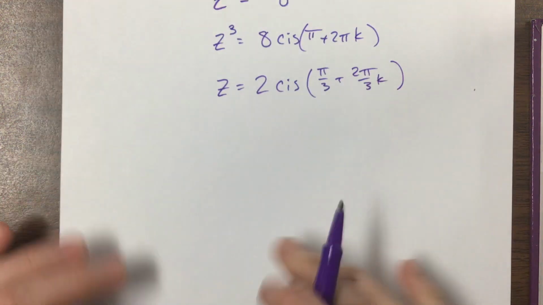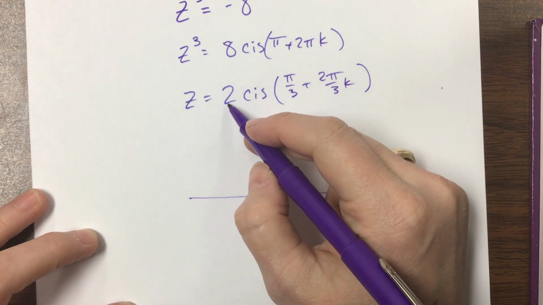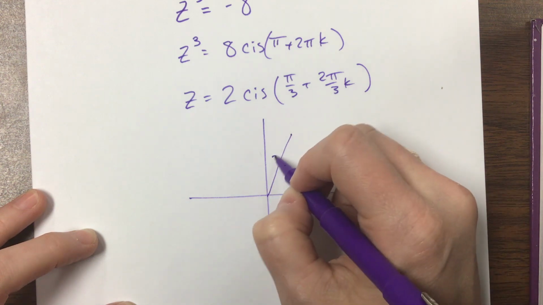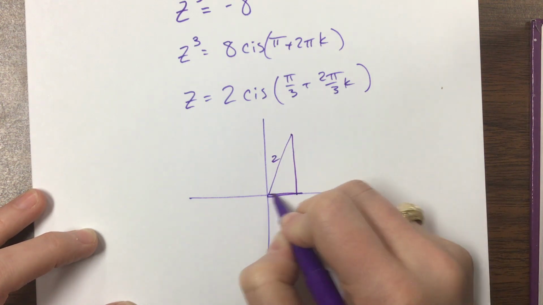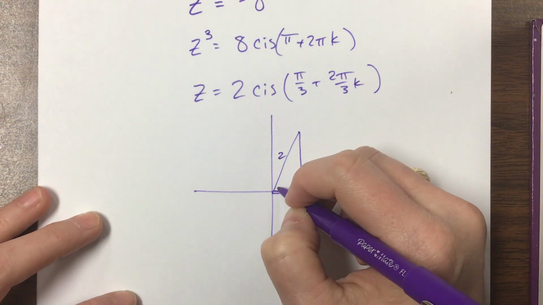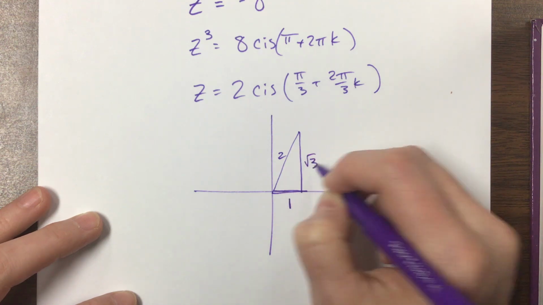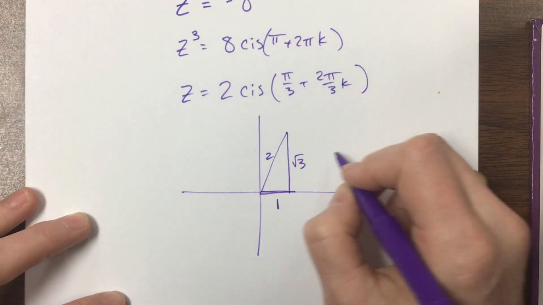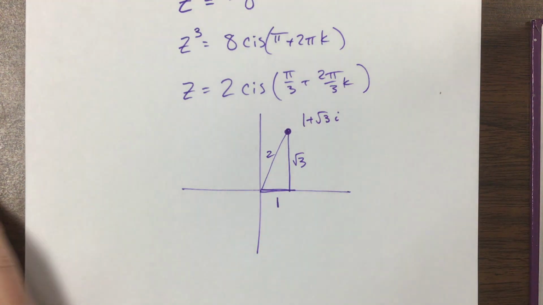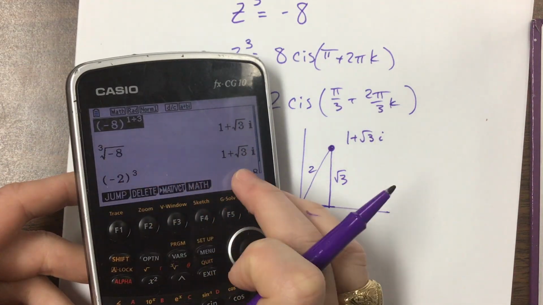So the very first one has a modulus of 2, so it's 2 units away. It's at pi over 3. If that's 2 and this is pi over 3, that's the 60-degree angle. This is 1, and this is √3. So this very first value here is 1 plus √3i, which is exactly what the calculator gave me when I tried to take the cube root of -8.